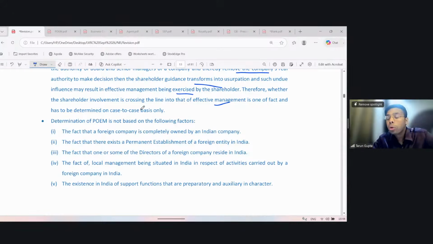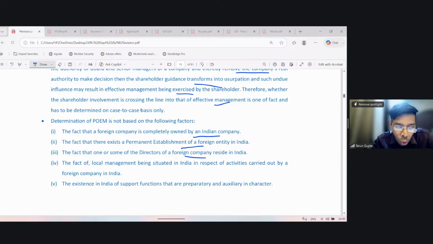Now, the following factors are not relevant for determination of POEM. The fact that the foreign company is completely owned by the Indian company, not relevant. The fact that there exists a permanent establishment, PE, of the foreign company in India, not relevant. PE is a place where the business is being carried on, and we are looking at a place where decisions are being taken. The fact that one or some of the directors of the foreign company reside in India, not relevant.